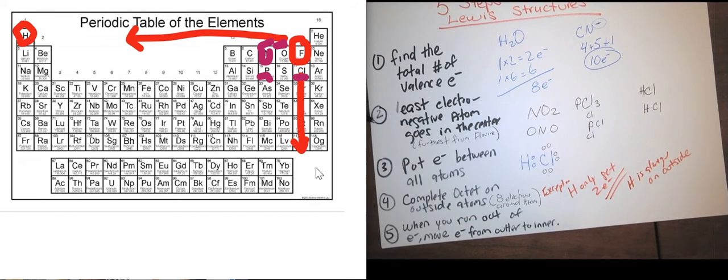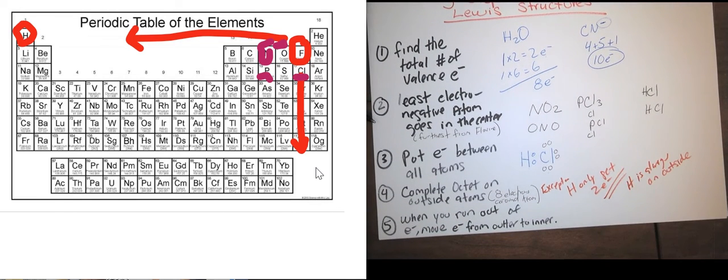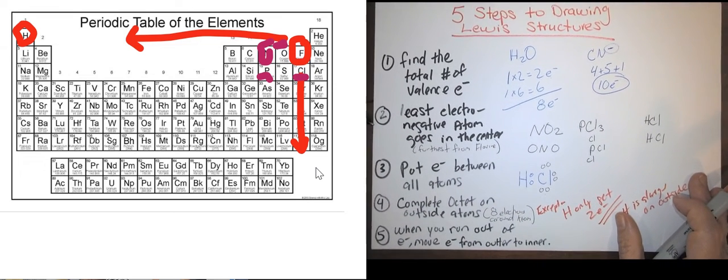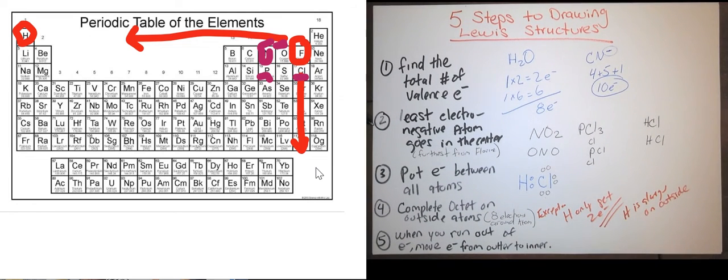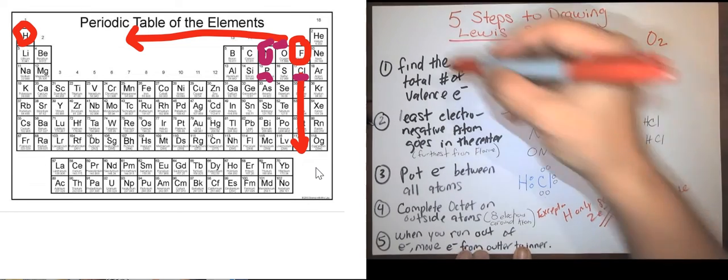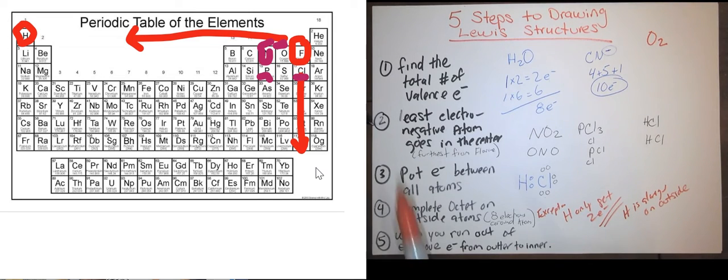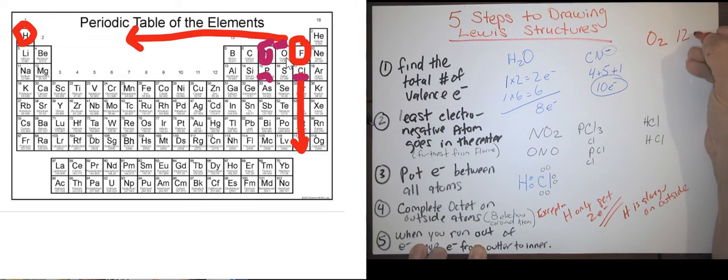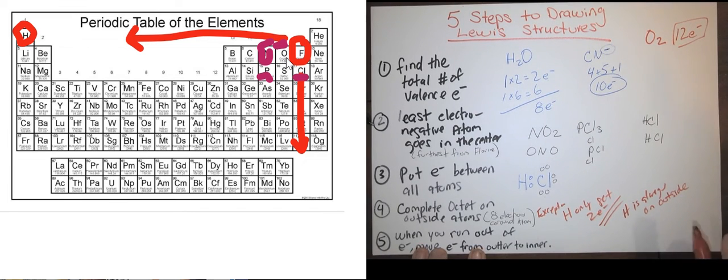And I know you're like, Miss A, I have no idea what you're talking about. Let me just do a quick example right here. I'm going to do it in red so that you can see it. Sorry, my paper's moving all over off the video screen. Okay, let's take an example like O2. Let's start with all the steps and go through O2. So how many valence electrons do I have? Well, I look at oxygen. I count 1, 2, 3, 4, 5, 6 valence electrons, but I have 2 of them, so I have a total of 12 valence electrons.